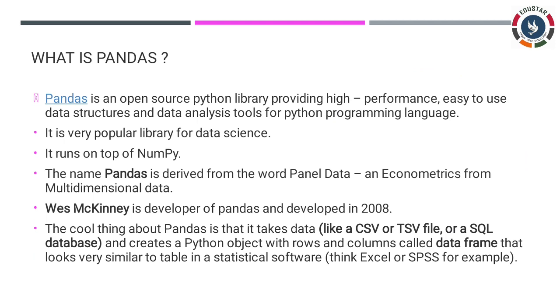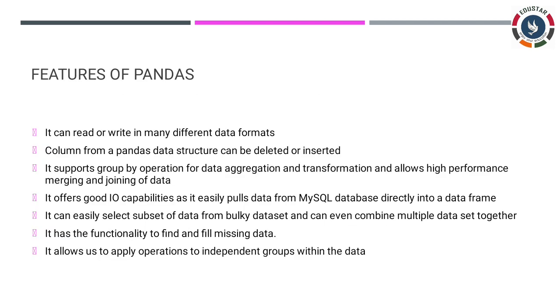Pandas was developed in the year 2008. The different types of files we can use in pandas are CSV files, TSV files, SQL databases, HTML files, or Excel files. Like this, we can use different kinds of data in pandas. Next, what are the features of pandas? Many features are there.